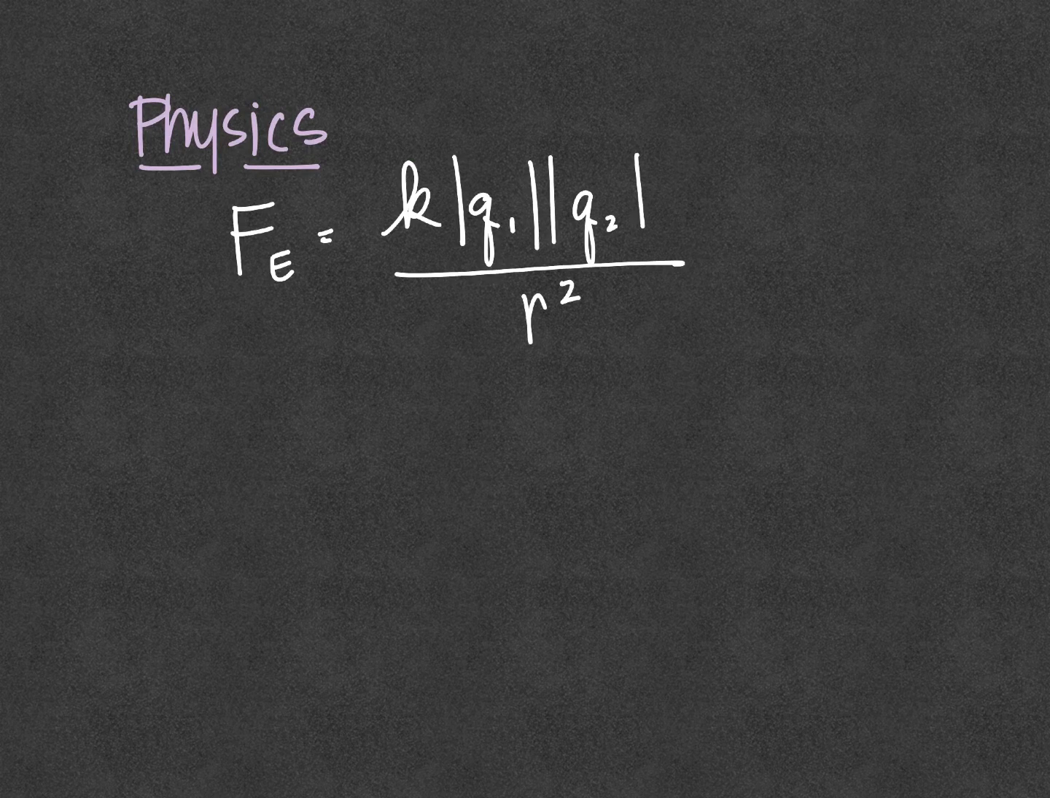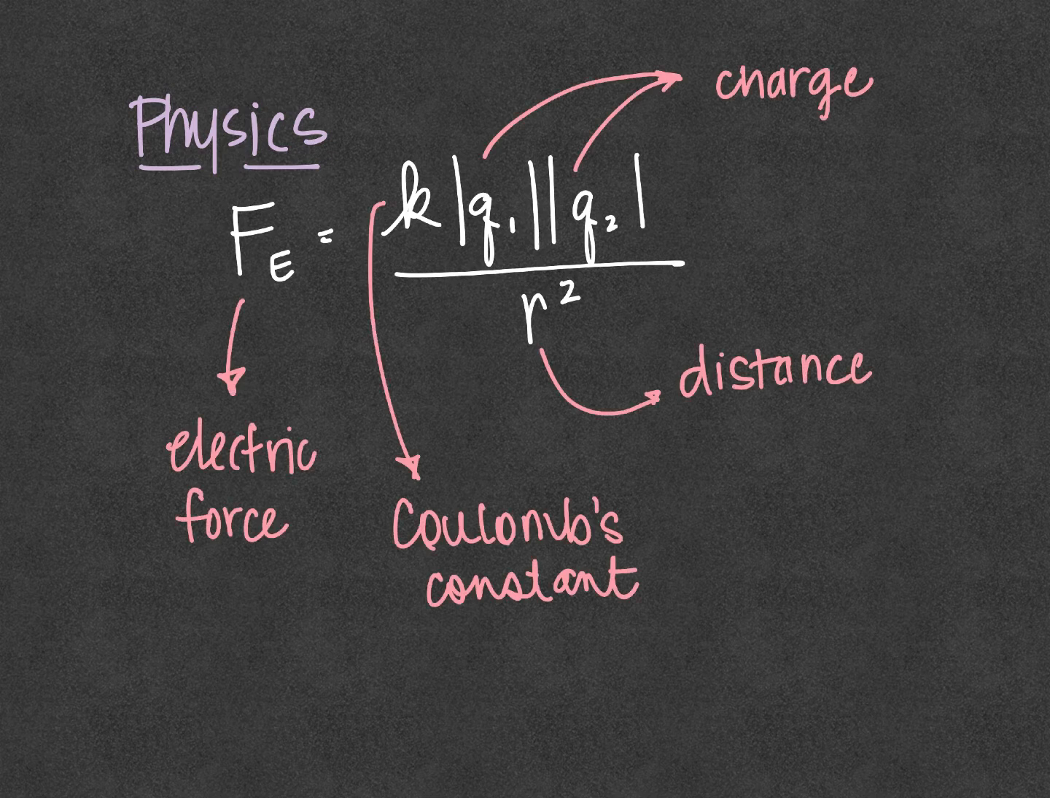Let's look at Coulomb's law. Coulomb's law is that the electric force, F sub E, is equal to K Q1 times Q2 over R squared. We'll take the absolute value of those charges, and then we'll look at the problem to determine the direction of the force. The electric force will be measured in newtons.